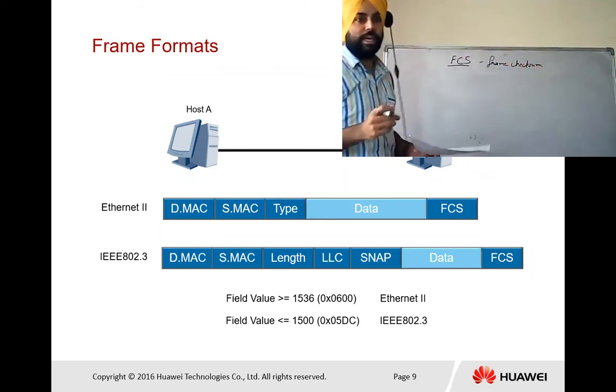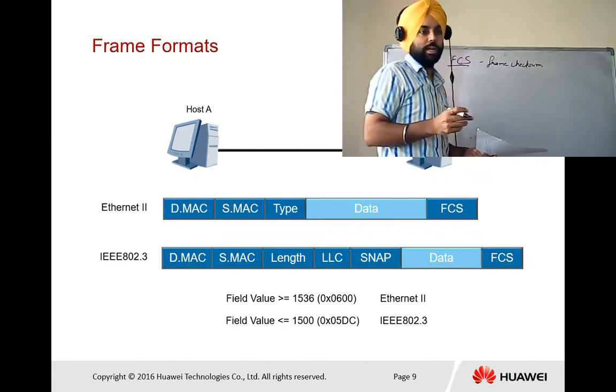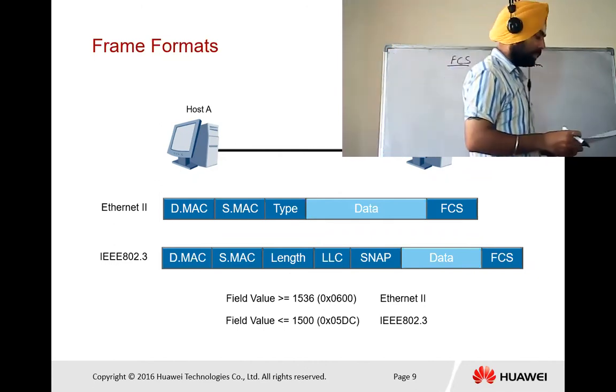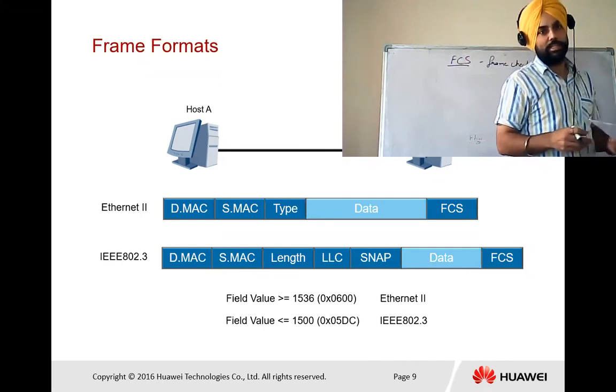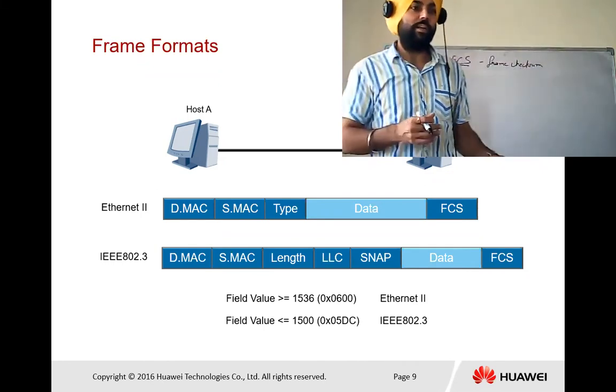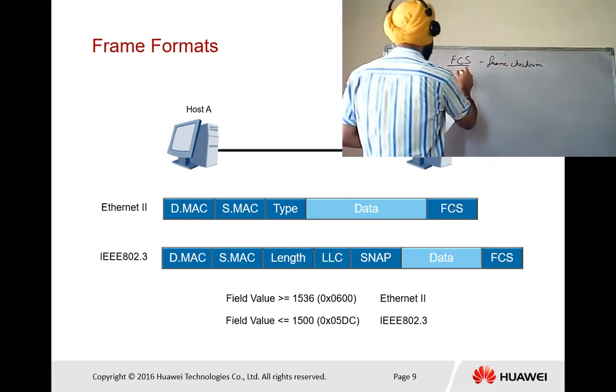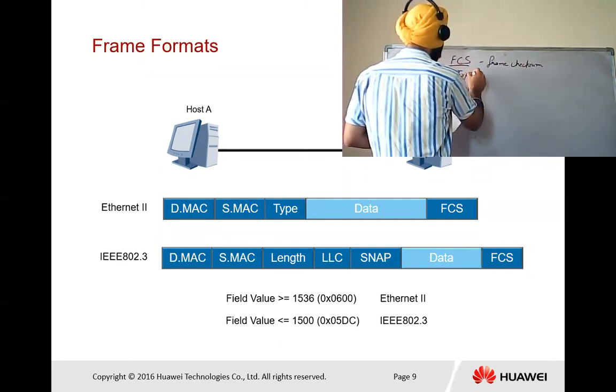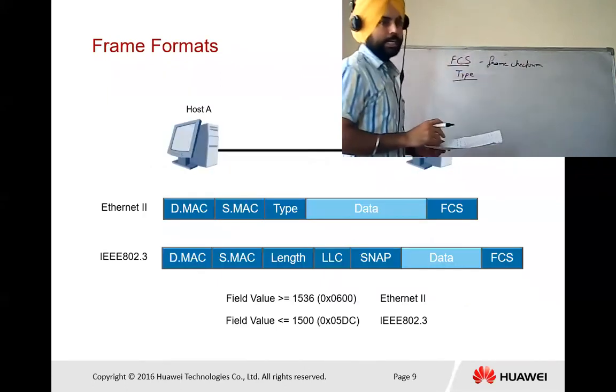And after that, we have the data field in both cases. The data field contains the data. In Ethernet 2, we have another field, that is the type field.